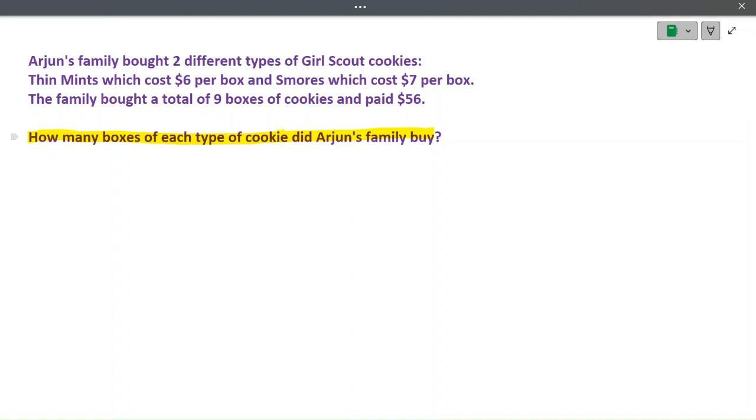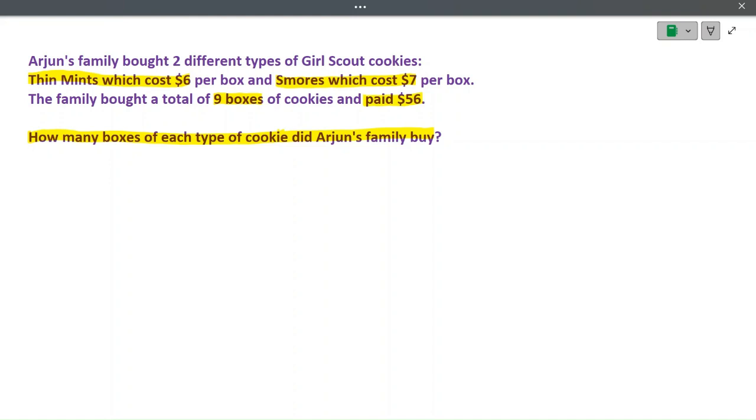So, as we go back and look at the problem, we're going to be highlighting the things that matter. When we're trying to figure out the number of boxes, we need to know the type of cookie and the cost. So, Thin Mints and $6, S'mores and $7. We also need to know that they bought a total of 9 boxes. So I'm highlighting all of the things that are important so I remember to include those when I write my equation. And we know they paid a total of $56.